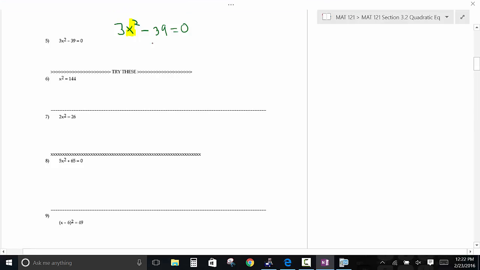All right, anyway, so what we're going to do is we're going to add 39 to both sides, like this, okay, and that'll cross out, and then that'll give you 3x to the second is equal to 39, like that, okay. Then what do you need to do? Yeah, divide by 3. So if you do that, you're going to have x squared is equal to 13.